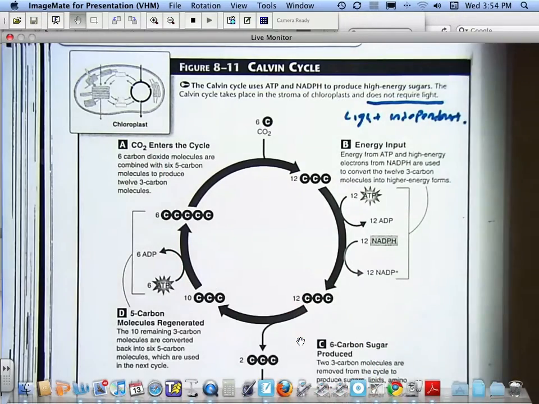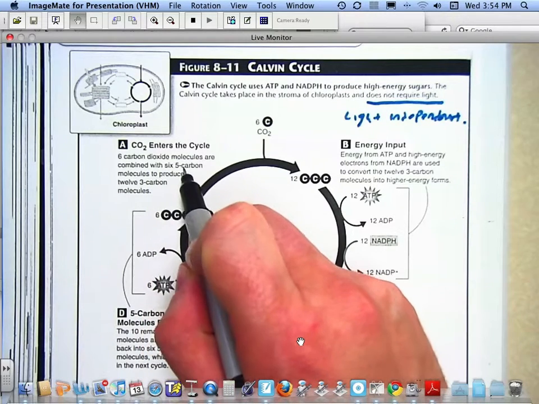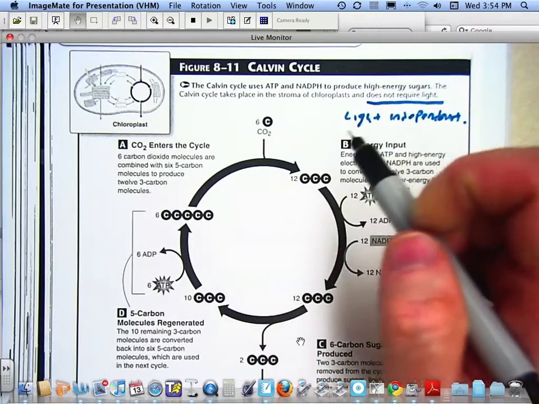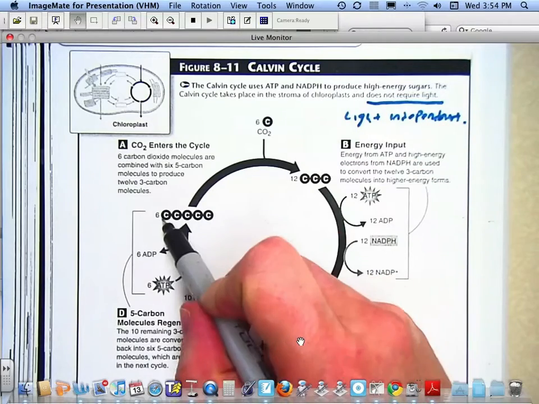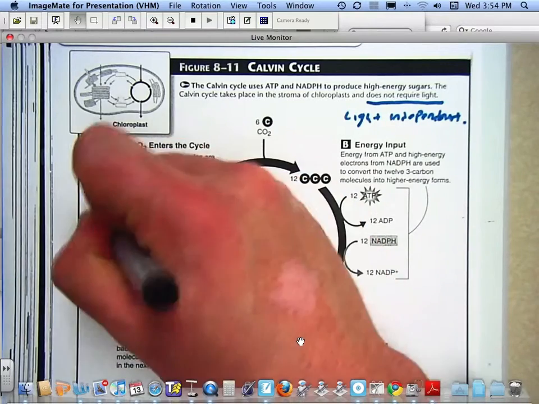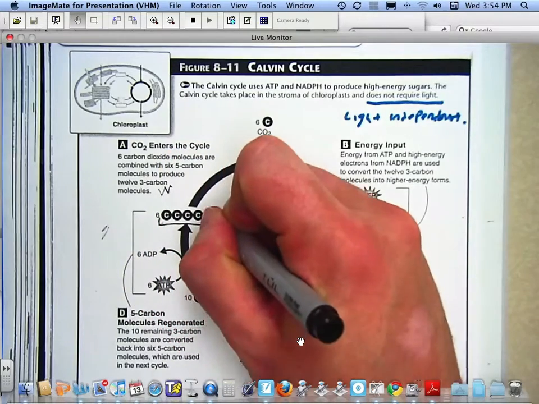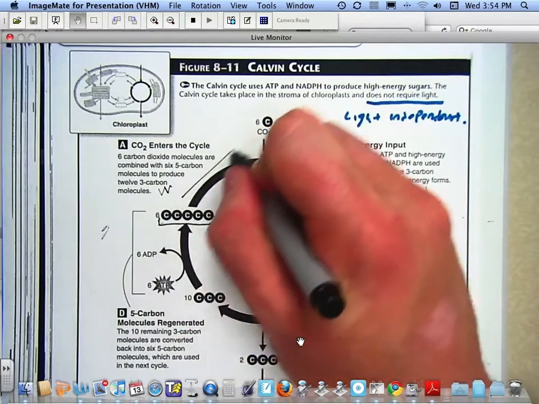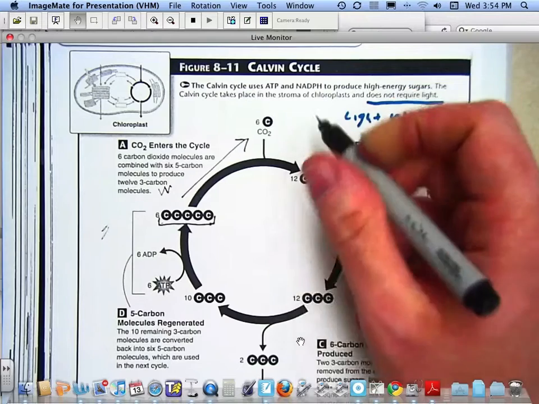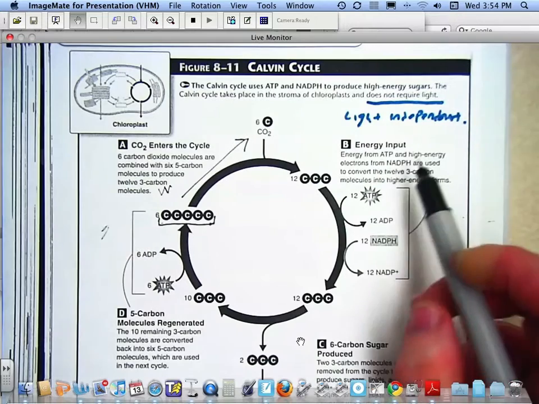CO2 enters the cycle. 6 carbon dioxide molecules are combined with 6 5-carbon molecules to produce 12 3-carbon molecules. Oh my goodness. Basically what it's saying is you start out with 6 5-carbon molecules right here. Come on, pen. Like this right here. And they are combined with 6 CO2 molecules, and God and enzymes do a lot of cool rearranging, and you come out with 12 3-carbon molecules just like that.